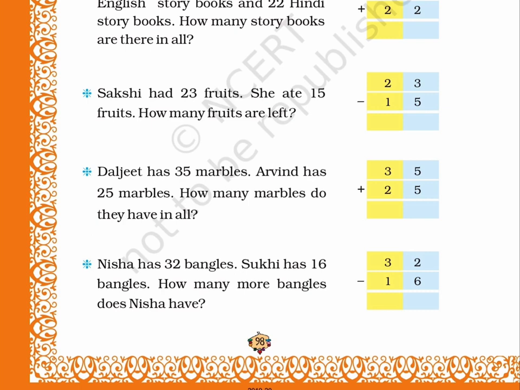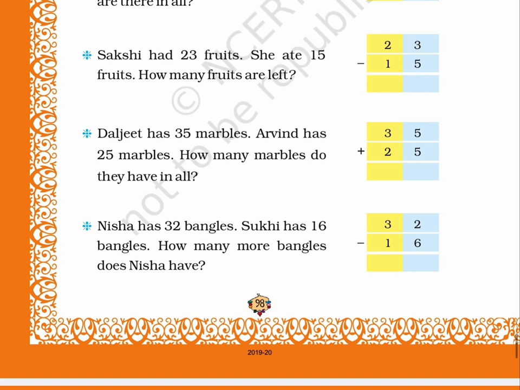Question 5. Nisha has 32 bangles. Sukhi has 16 bangles. How many more bangles does Nisha have? Table for this question. Row 1, column 1, number 3 is written. Column 2, number 2 is written. Row 2, column 1, number 1 is written. Column 2, number 6 is written, and there is a minus sign in front of 1. Row 3 has space in both columns for writing answers.